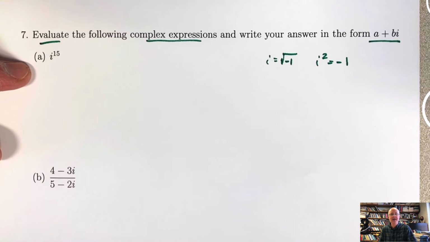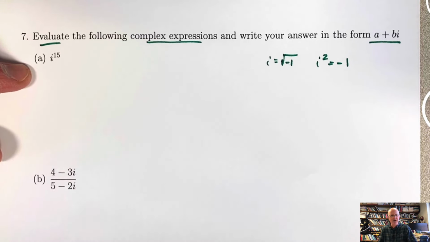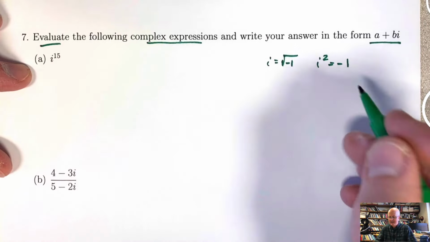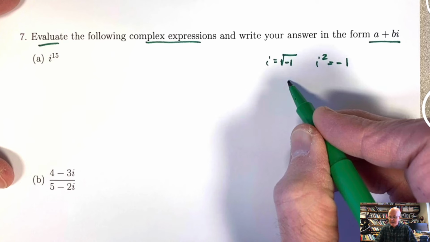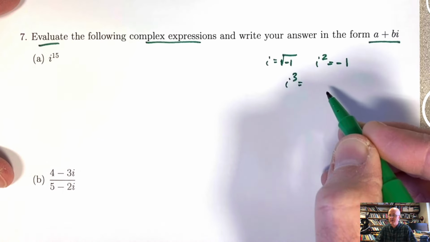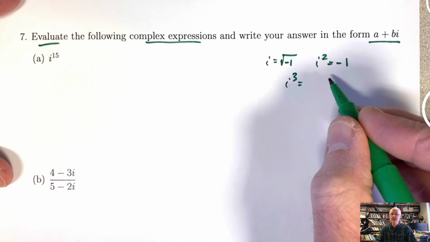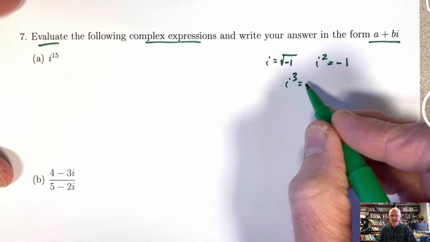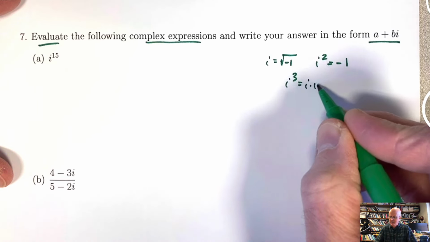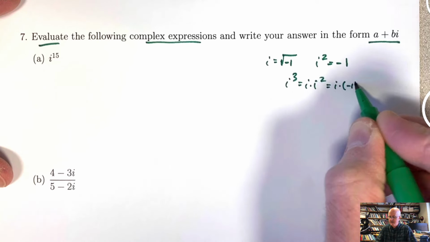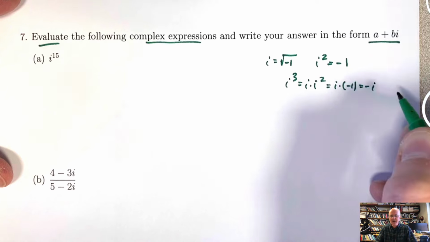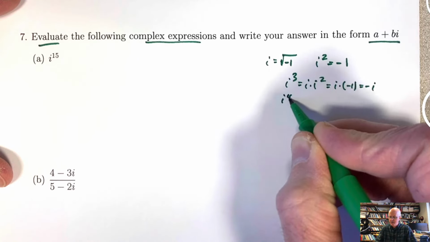Part A says evaluate i to the 15th. How in the world are we going to do that? We need to use this property and rules of exponents. In this case, it's essentially pattern recognition. If i squared is -1, then i cubed should be what? It should be i times i squared by properties of exponents, and that's going to be i times -1, so this should be -i.